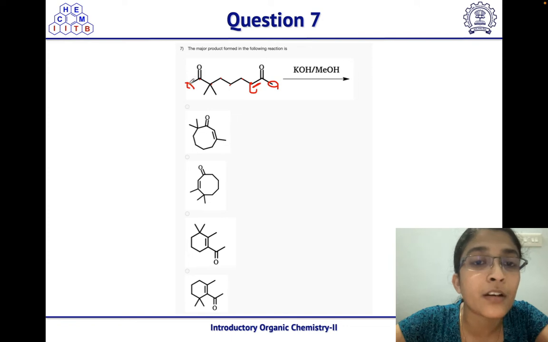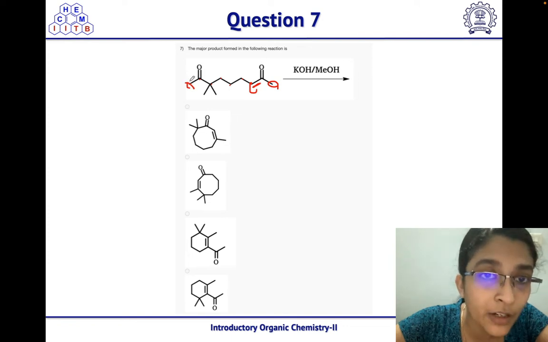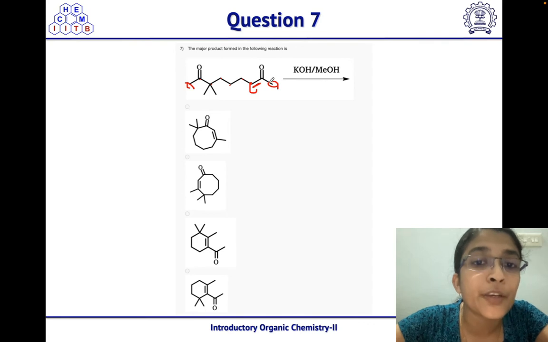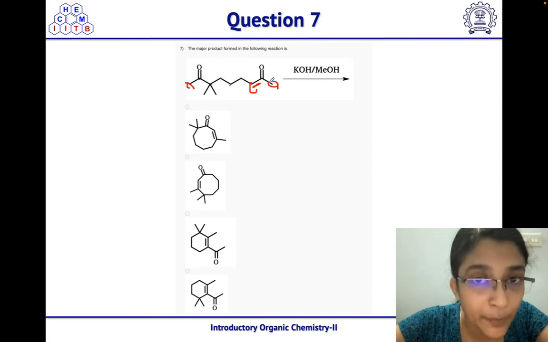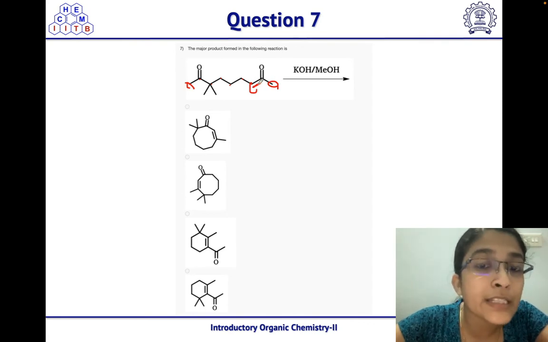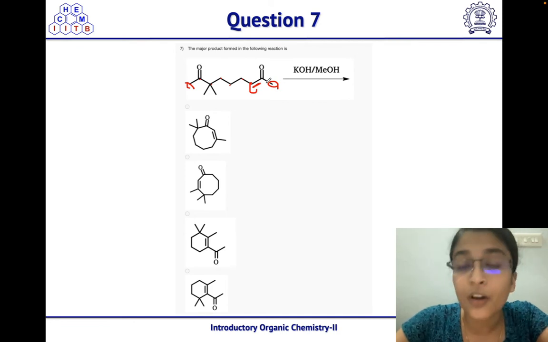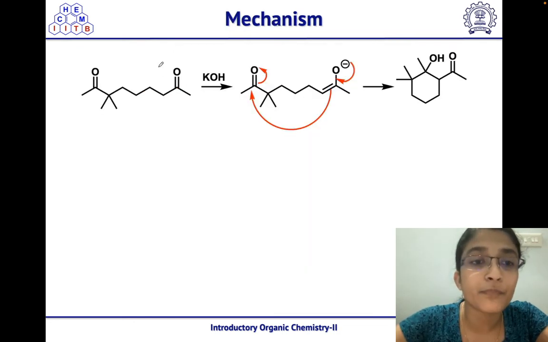Why formation of enolate on this carbon and this carbon is ruled out, because it will lead to formation of an 8-membered ring, and when enolate is forming on this carbon, it will result in formation of a 6-membered ring after condensation. So that is the reason why the other two possibilities are ruled out. Now we will see the mechanism for this reaction.